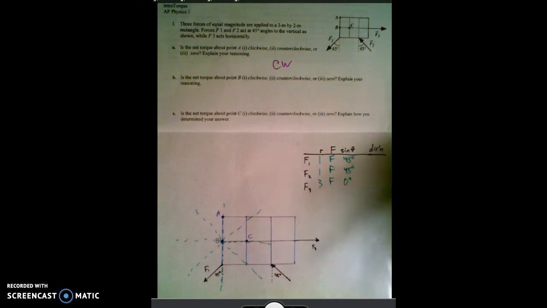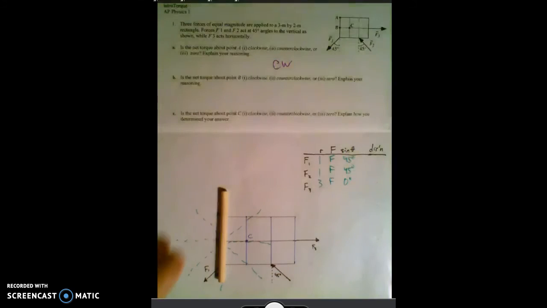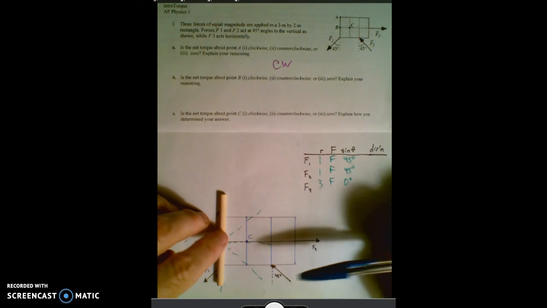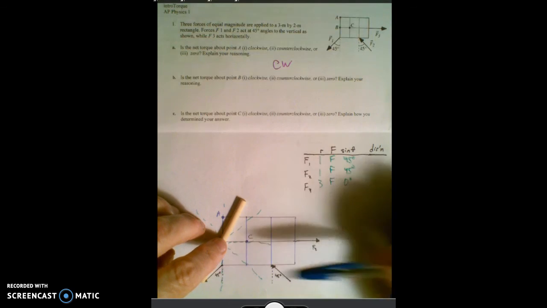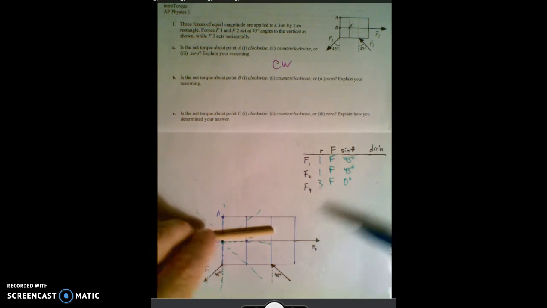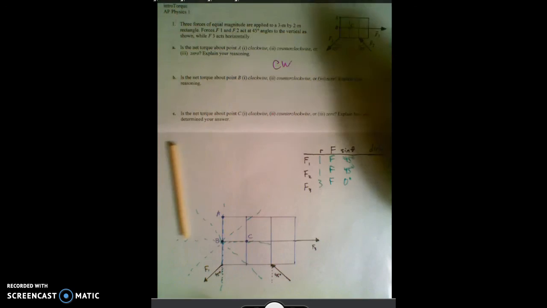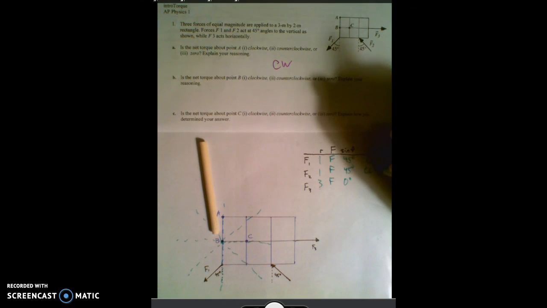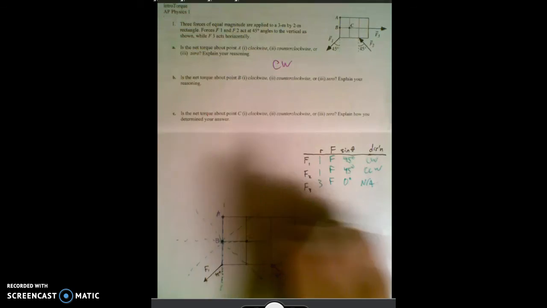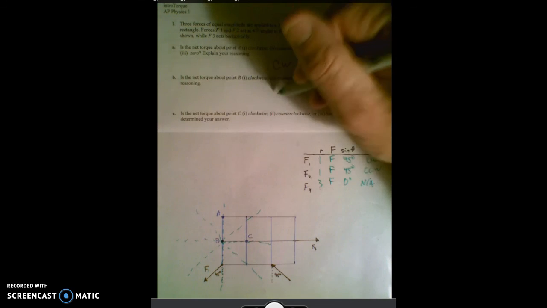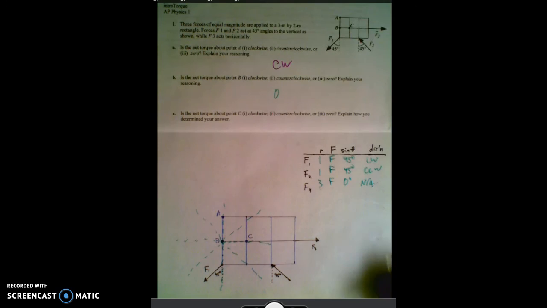Again, I can look at the directions and it should be the same as the previous one. For F1, pushing here, it's turning clockwise. For F2, I push this way, get counterclockwise, clockwise, counterclockwise, and nothing from force 3. These are clearly equal, so we have 0 net torque. Now you can try part C using the same technique.